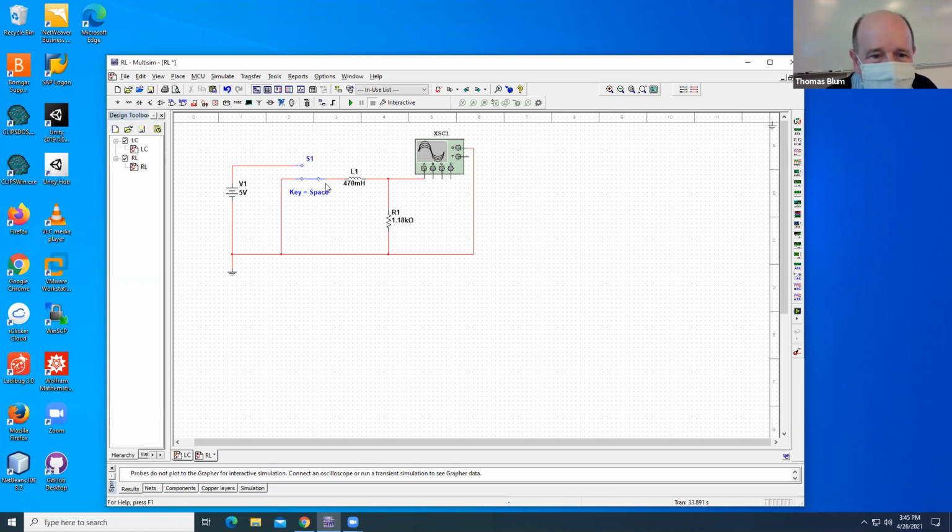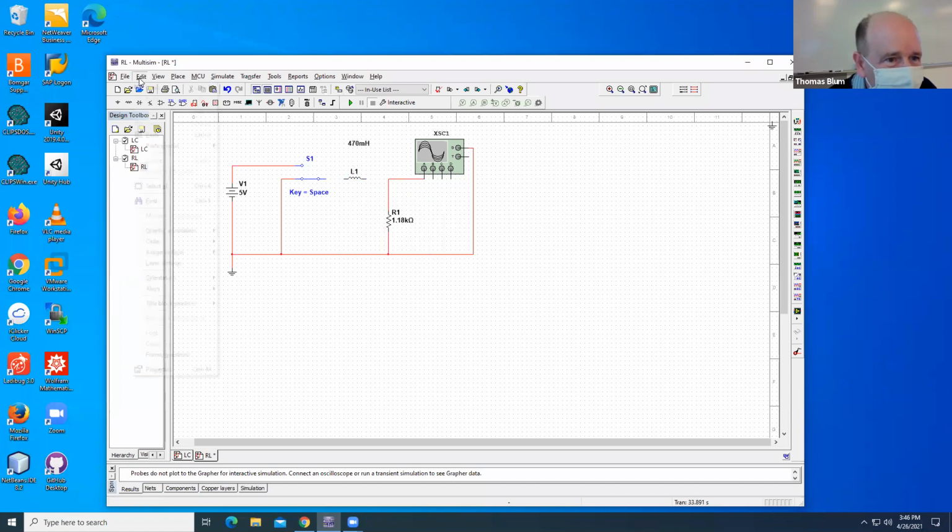Okay, so we have this inductor. It comes in a unit called Henry, and this is a pretty big inductor, and it's millihenries. And then I have a resistor. Okay. And then I have a switch and a battery. I'm going to take out the inductor for a second.